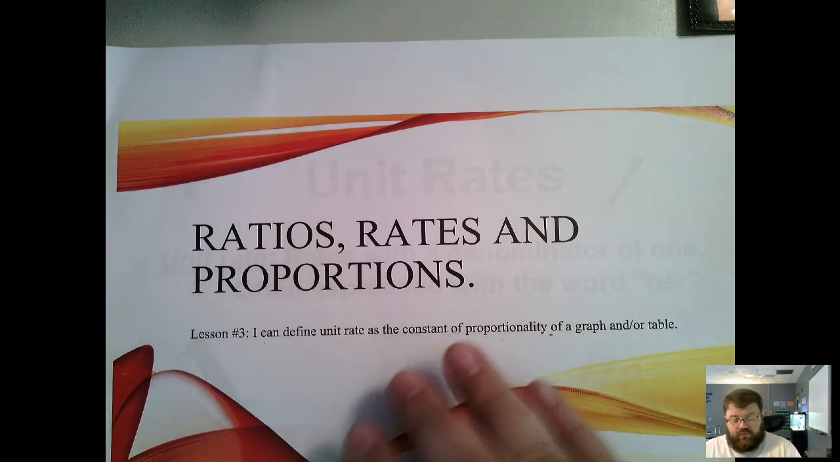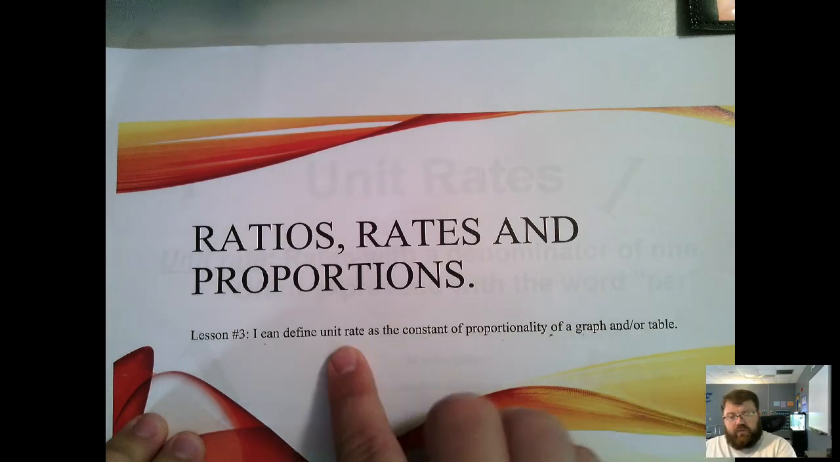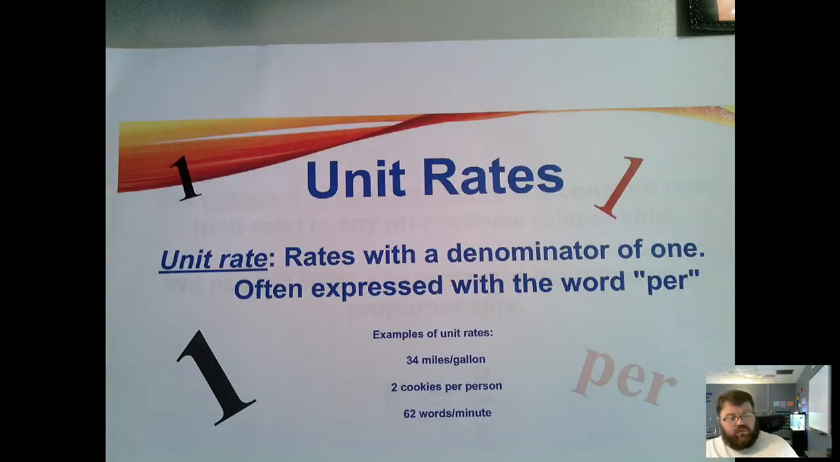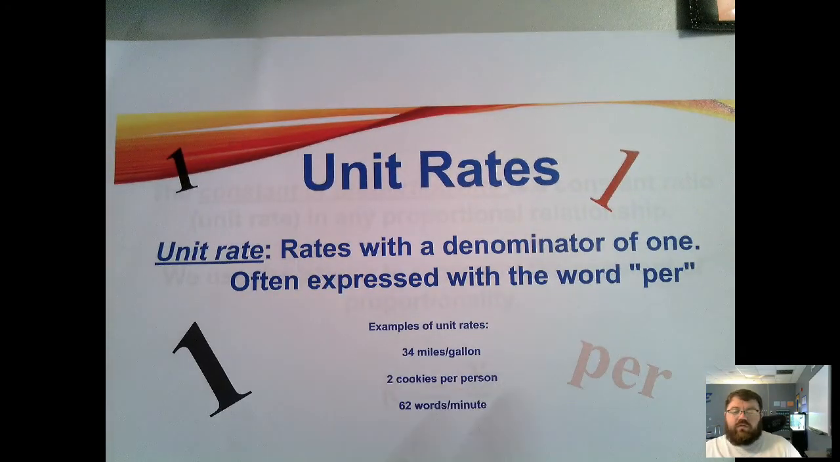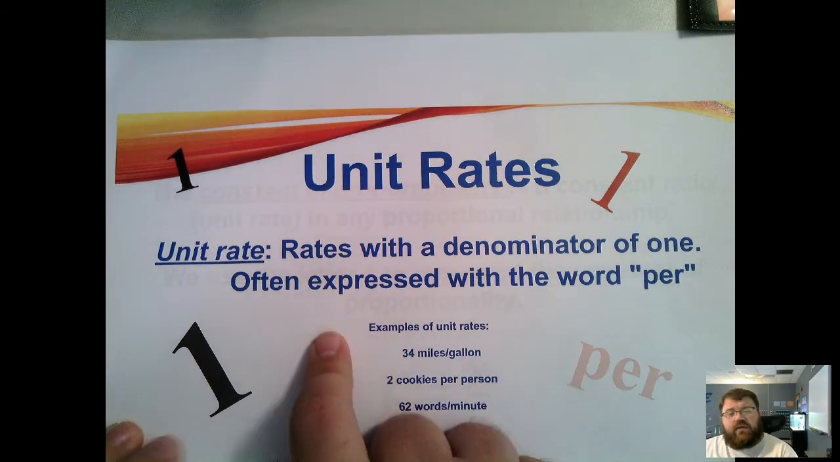Now, just a quick review. Unit rate, the number that you should associate unit rates with is the number 1. We need a 1 in the denominator in order for it to be considered a unit rate. We think of miles per gallon, words typed per minute, students per teacher. Those are all examples of unit rate because they are associated with the number 1.